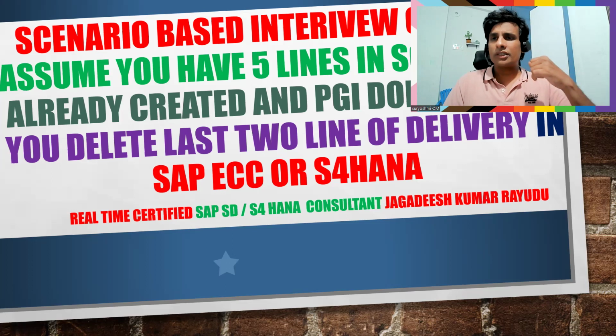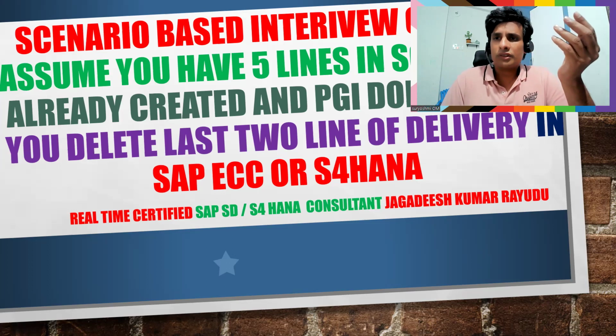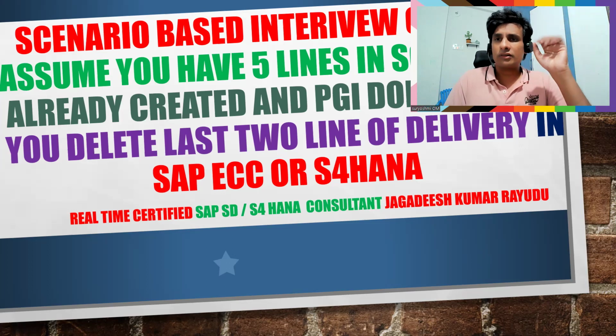So obviously you can say that they might ask an indirect question also. They say that 5 lines are there in the delivery. They might not say PGI is not done. You have to ask whether PGI is finished or not. For this question, you have to answer.